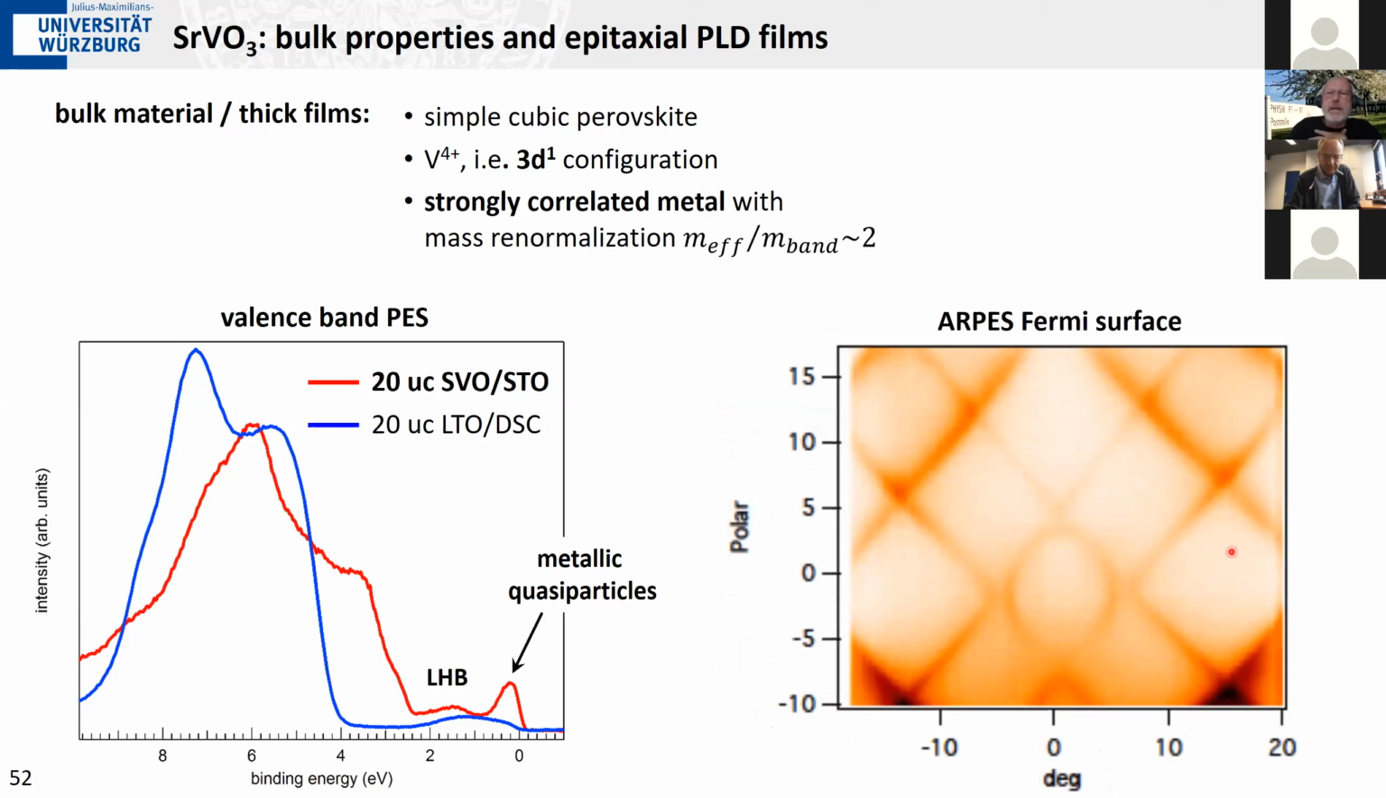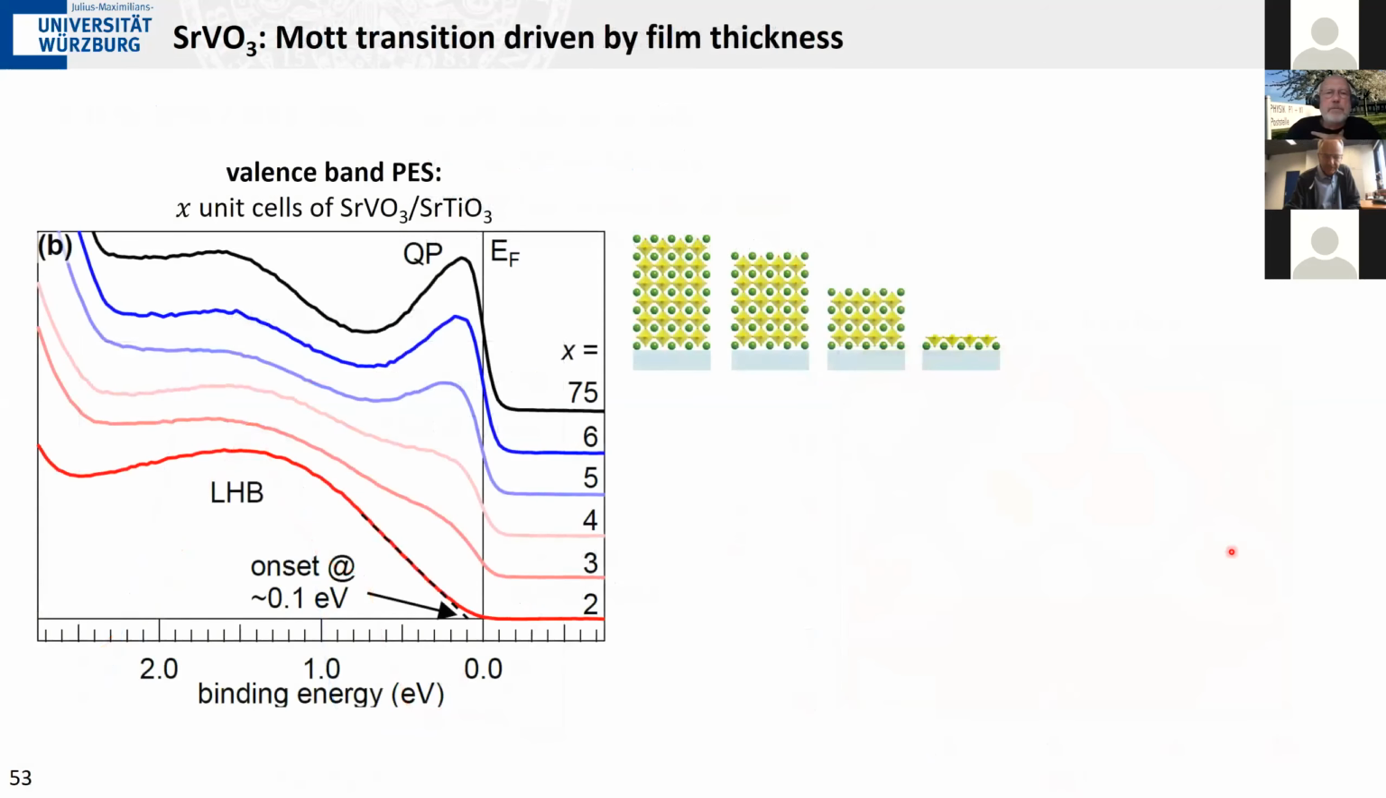But it's clearly metallic. You can also look at the Fermi surface. Again, that's a Fermi surface picture, similar to LTO. There are some fine details that are different, but you can trace this out nicely. But what I want to drive at in the following is that we can drive the system into an insulating state from the metal by going to thinner and thinner layers.